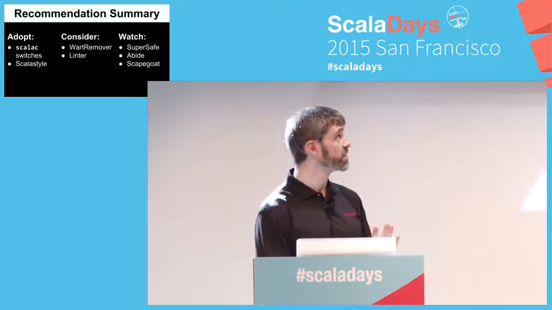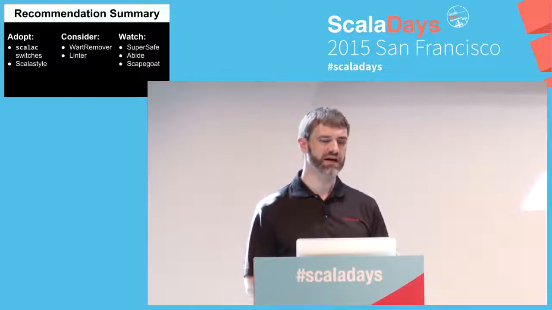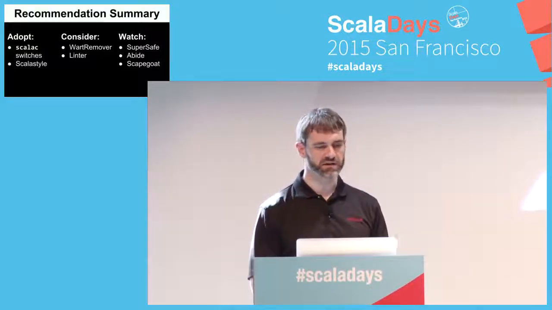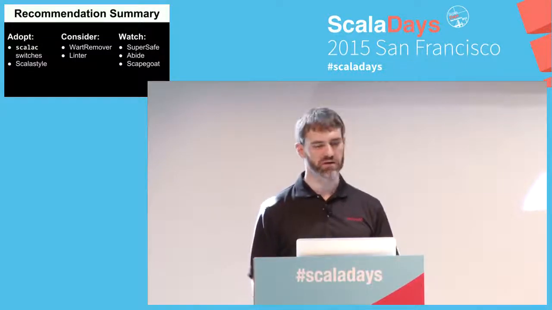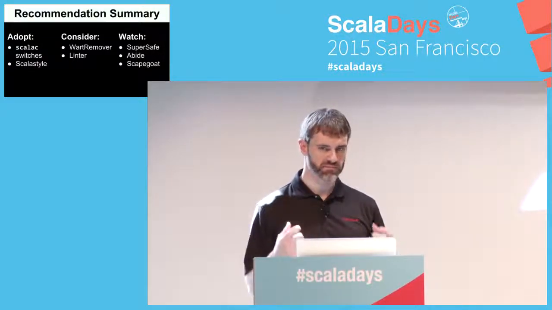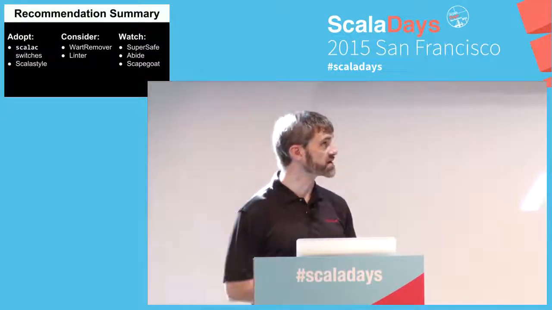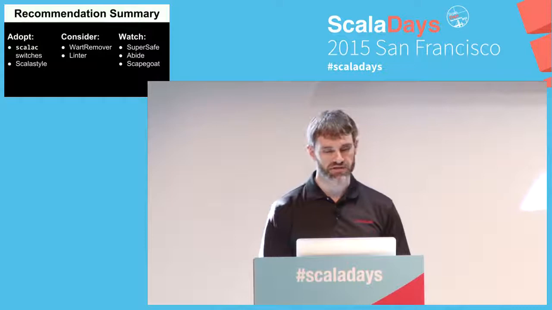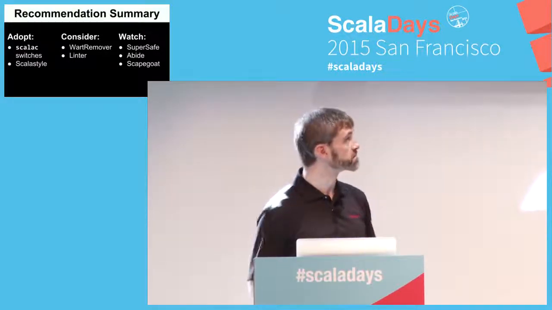Because they're slow, I think you should consider having Wart Remover and linter in a separate target. They do add value, they do find real bugs, but I don't think I want that in my compile loop, but I probably want it in my build release process. And I think it's a good idea to keep an eye on things like SuperSafe, Abide, and Scapegoat, because they very well may turn into very good projects.